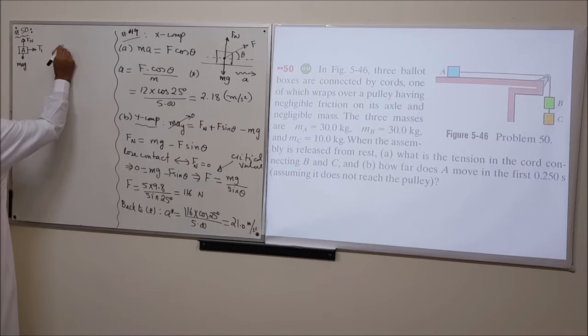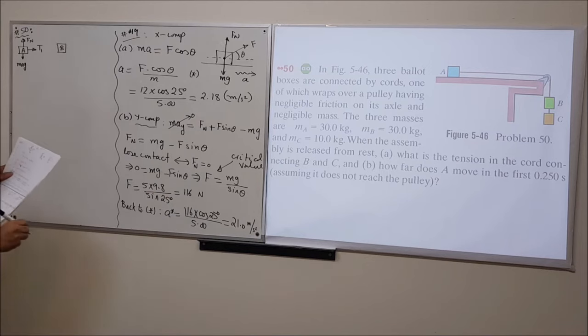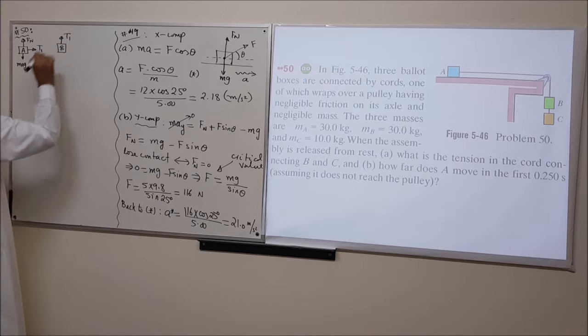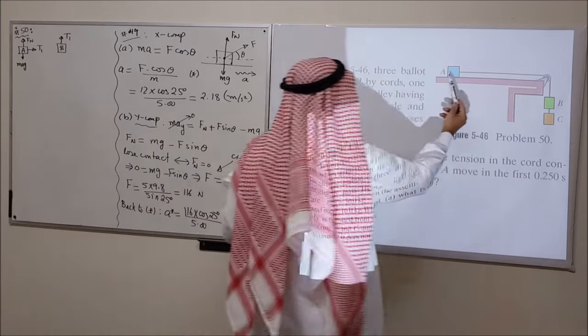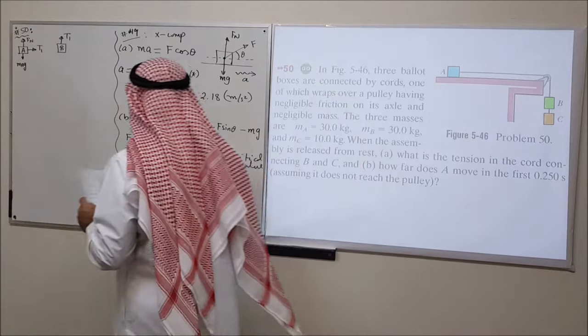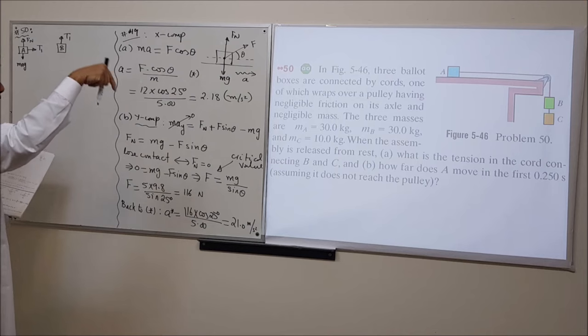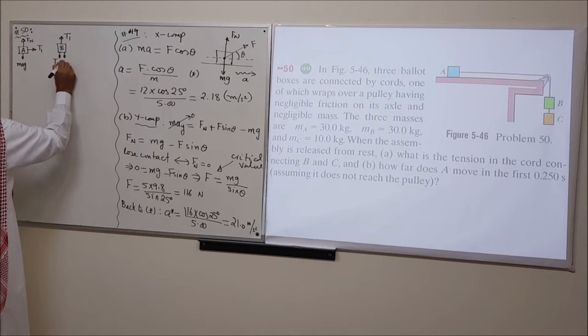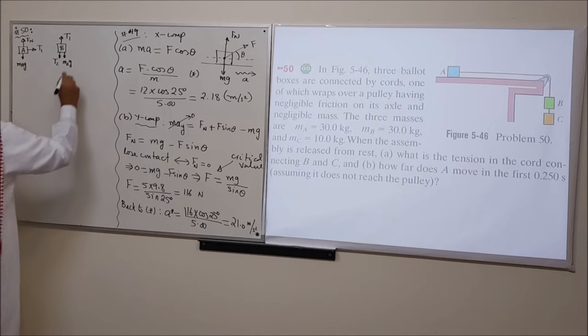For B, which is the green one, we have the tension T1. It is the same cord, so if it is T1 here, it will be T1 there. And there is another tension due to the lower cord, let's call that T2. And then we have its gravitational force, MB multiplied by G.